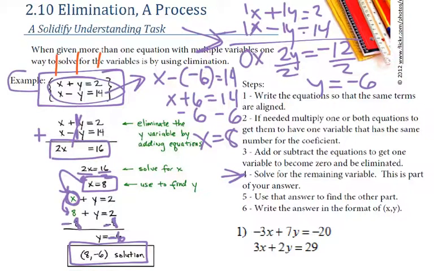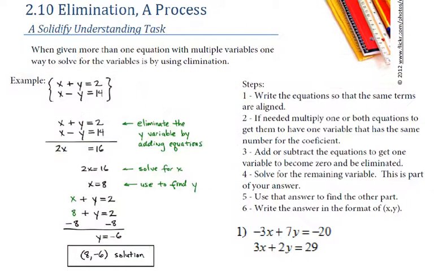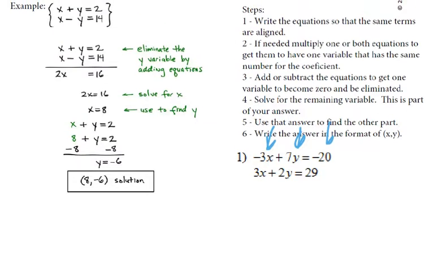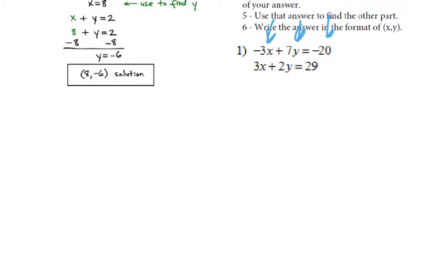So let's take a look at our first example, number 1. Now we just got some examples to follow through. So first step, they're all aligned, so we're good with that. Second step, let's check the coefficients. Well, the y, 7 and 2, they don't match up. The x is 3 and 3. 1 is negative, 1 is positive.